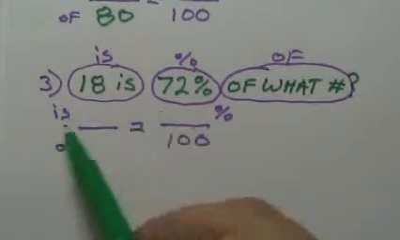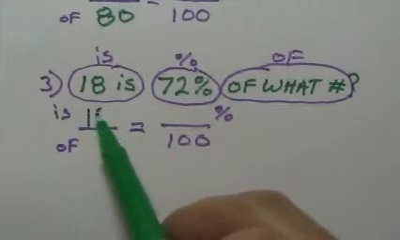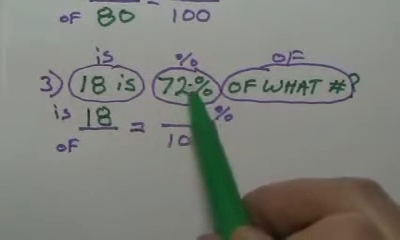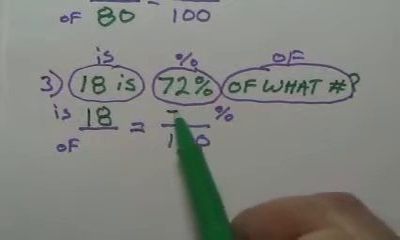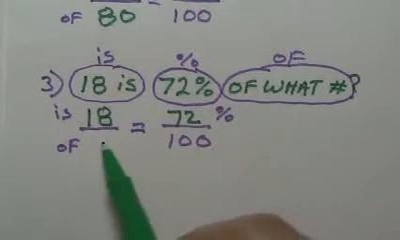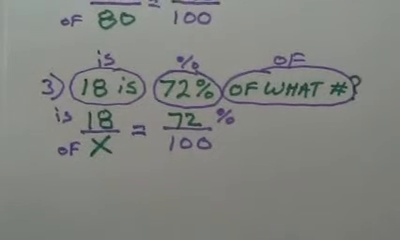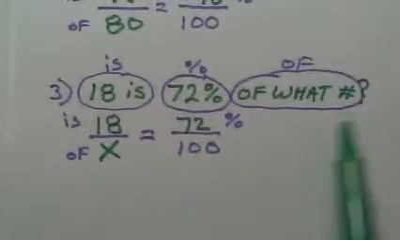So we have the is number is 18. That goes right here. The percent number is 72. That goes right on top. The of number, I don't know what that is. That's the one that goes down the bottom. That's the one that's missing. We don't know. Okay, so now we just set up our third problem.